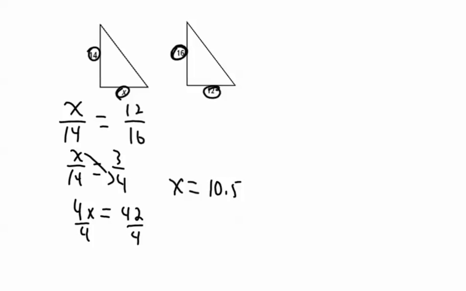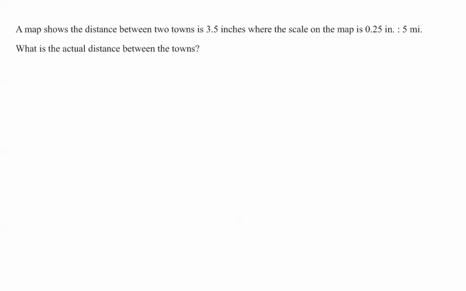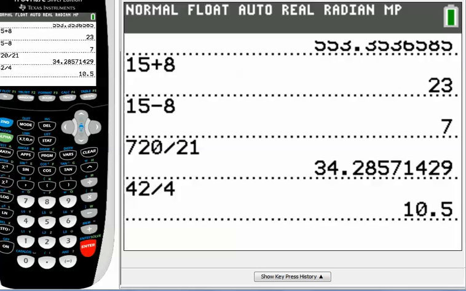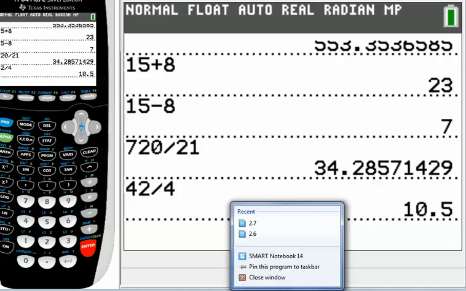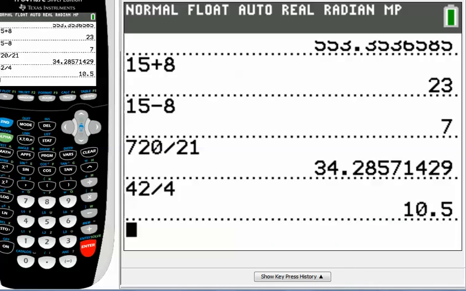Let's look at a little bit more, geared a little more to this. A map shows the distance between two towns is 3.5 inches, where the scale on the map is 0.25 inches colon 5 miles. What is the actual distance between the towns? This is another way to write a ratio.